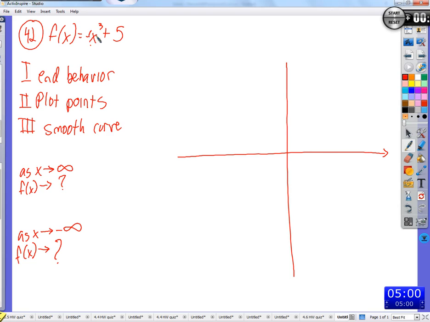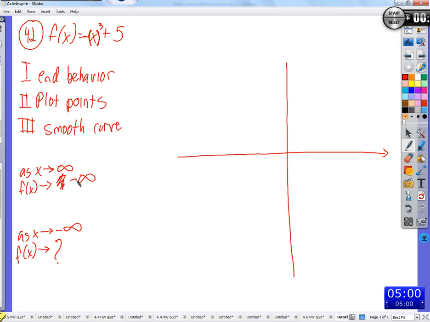Remember, this negative is not included in being cubed. First we cube, then we multiply by the negative. So we take that x, that positive x, and cube it. That's going to just be a really large positive number. And then we multiply by that negative, and now it's going to the negative. So it goes towards negative infinity. The bigger x is, the more negative f of x is going to be. The more negative y is going to be.